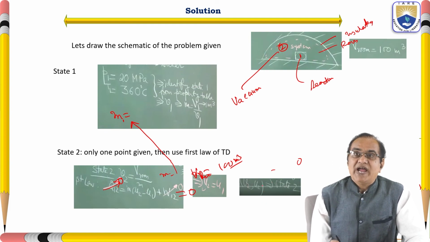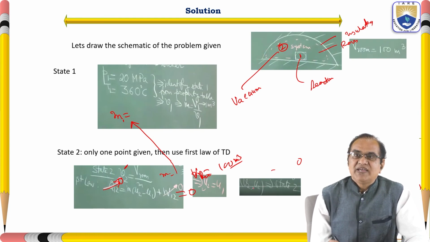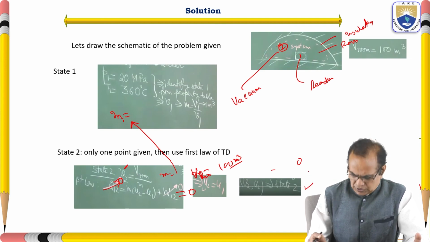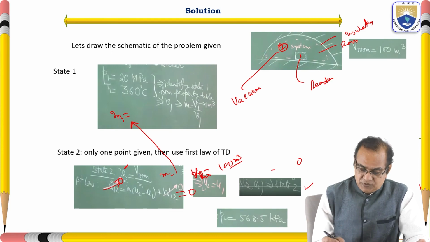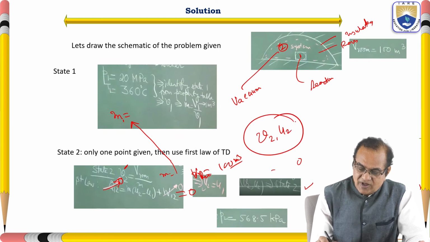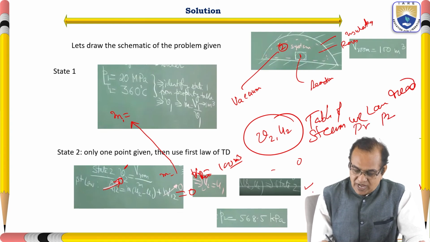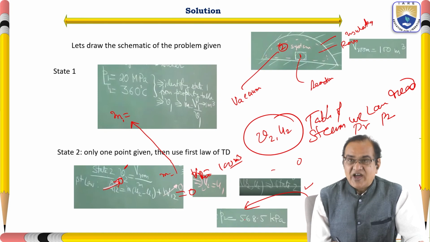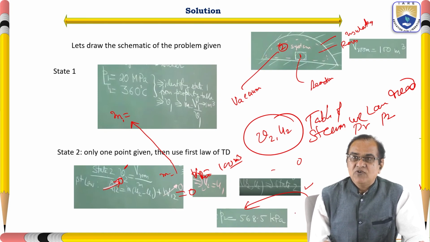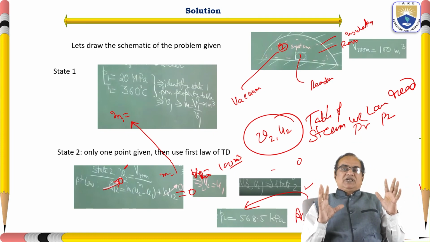If you put this value U2 is equal to U1, then we got now v2 and U2. v2 we got from here, U2 we will get from the steam table, so we got the state 2. With v2 and U2 from the steam table, we can read the pressure P2, and this P2 we will get 568.75 kilopascal, and this is our answer. You can directly measure it using this.